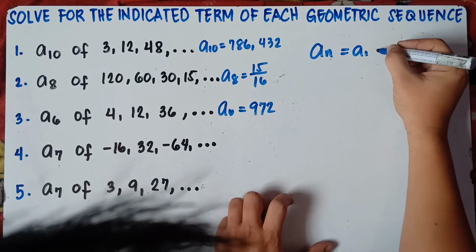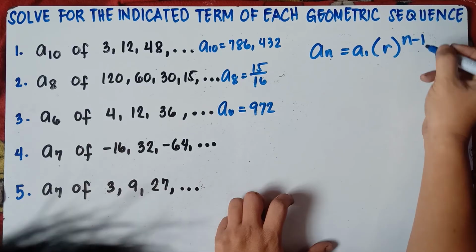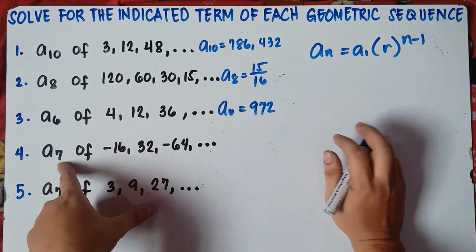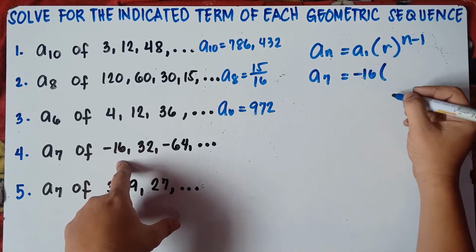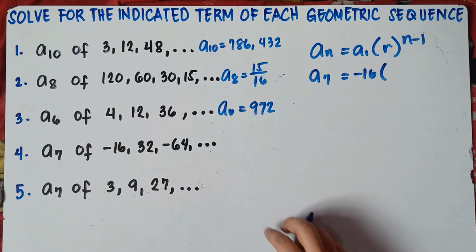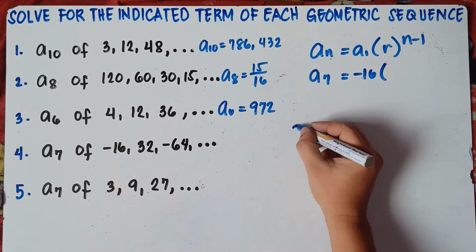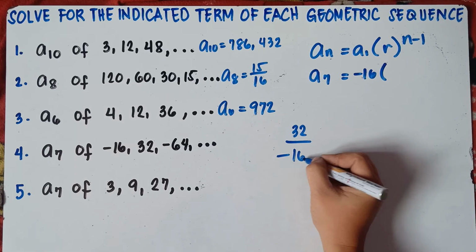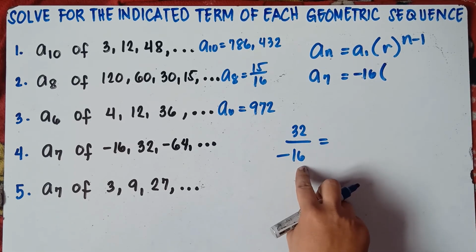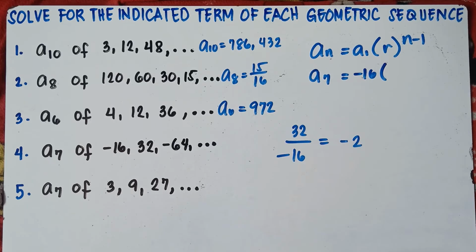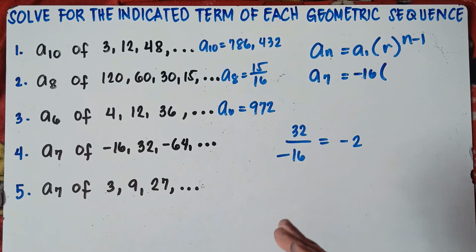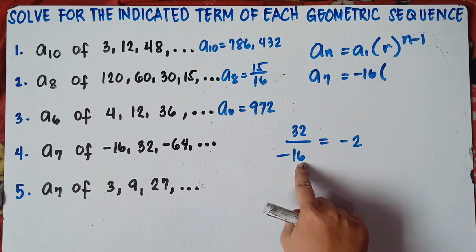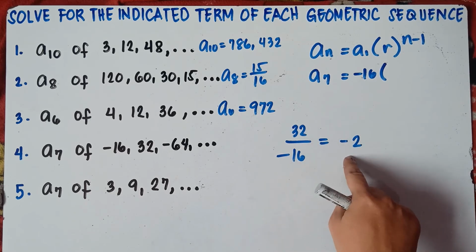Alright, so let me write the formula. I erased this one. a sub n equals a sub 1 times r raised to the power of n minus 1. So a sub 7, you're looking for a sub 7. The first term is negative 16 times the common ratio. So let's check the common ratio. 32 divided by the first term, negative 16, that would be negative 2. Positive divided by negative is negative. Do not forget, class, if you are dividing or multiplying unlike signs, the answer is always negative.